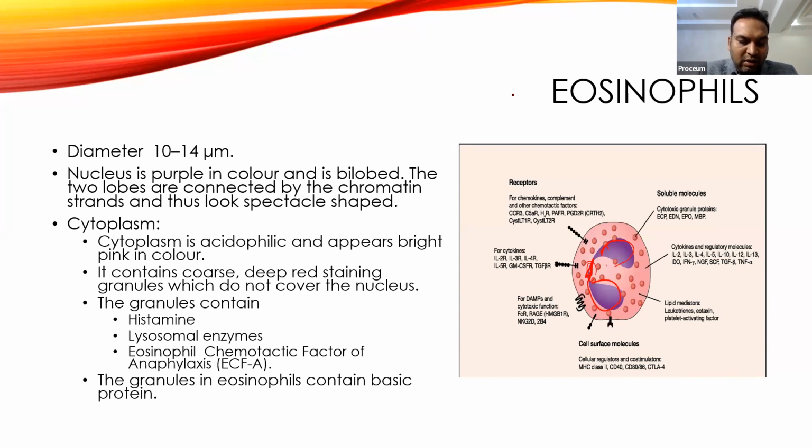So then come to the color of the granules. Granules are bright red to orange because they take a strong eosinophilic stain. Then come to the content of these granules. They contain various chemicals like histamine, lysosomal enzymes, and also eosinophilic chemotactic factor of anaphylaxis. Apart from this, they also contain dense basic proteins, and because of the dense basic protein, they attract more acidophilic stain.